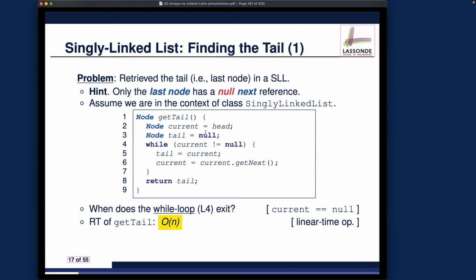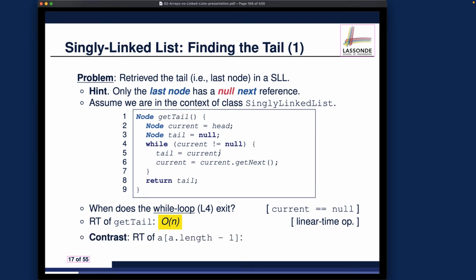Let's now talk about the counterpart method in the array. How do you get to the tail of the array? Basically, how do you get to the last element in the array? Does it require linear time? Well, it turns out no, because all you have to do is array indexing, which is simple arithmetic. It's constant. Overall, it's just constant, right?